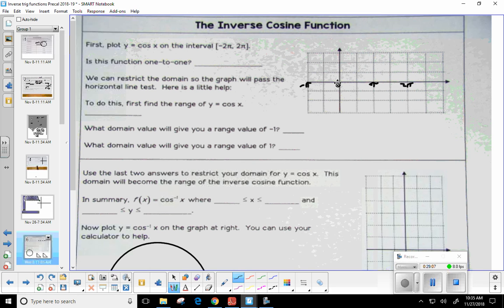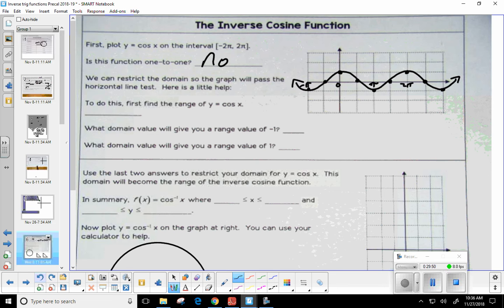Does cosine start with a 0 or a maximum? Maximum. So cosine starts with a maximum. Then I have 0, minimum, 0, max, 0, min. I'm going to go in the other direction as well. Is this function one-to-one? If I were to put a horizontal line through, no, he fails a lot. So if I take the inverse right now, the inverse is not a function.